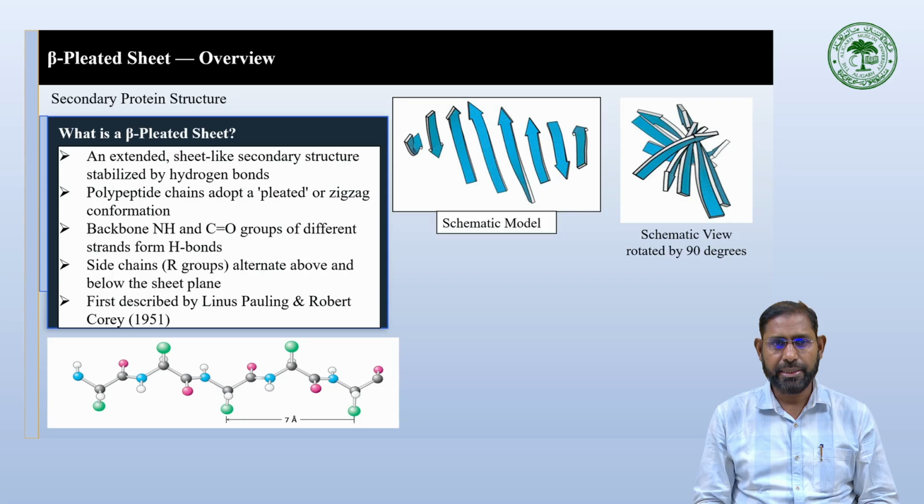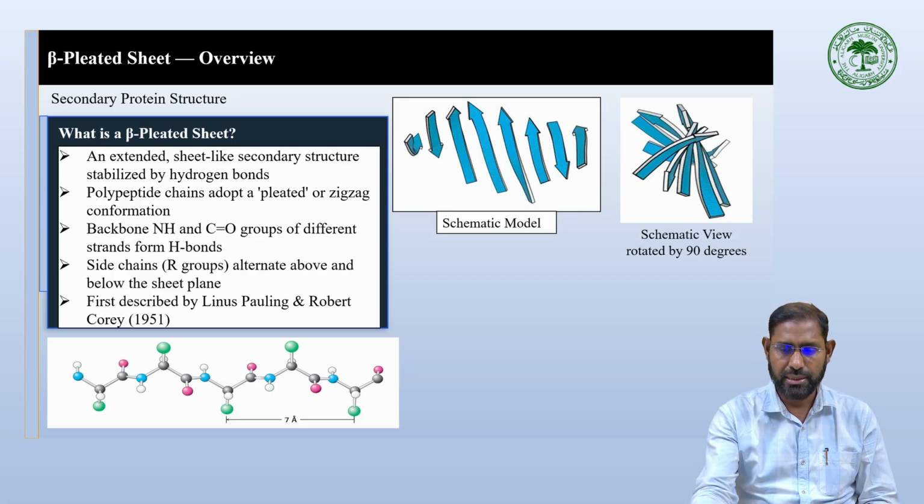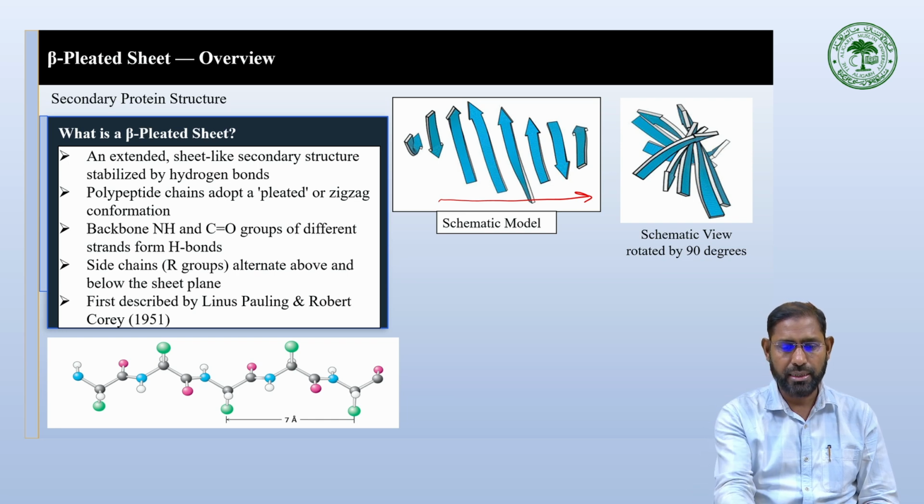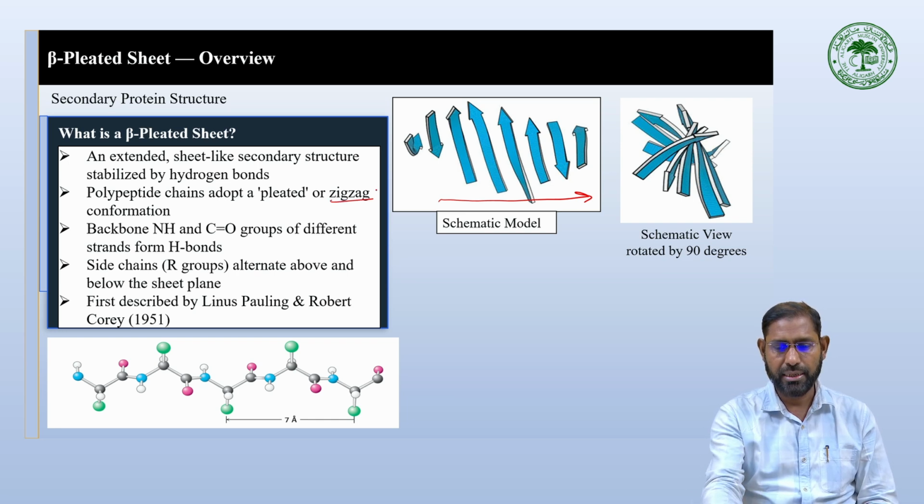What is a beta pleated sheet? It is an extended sheet-like structure. If you see, this is a sheet-like structure, and it is stabilized by hydrogen bonding. That's very important, because many interactions are stabilized by hydrogen bonding. And these polypeptide chains adopt a pleated or zigzag conformation, meaning it looks zigzag. You see here, it's a zigzag conformation.